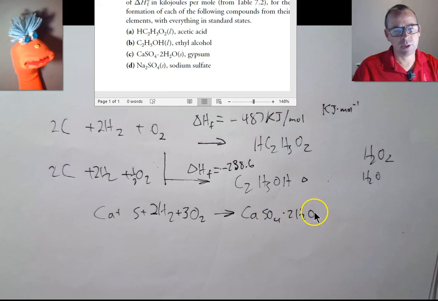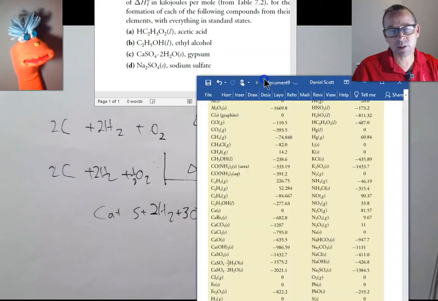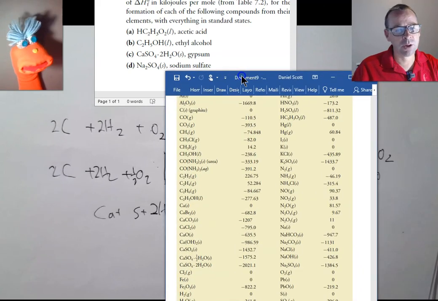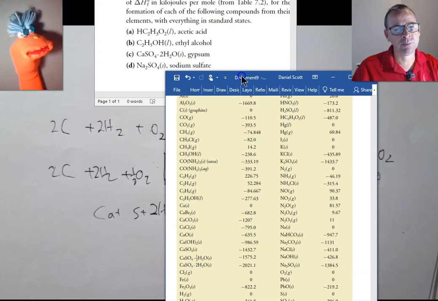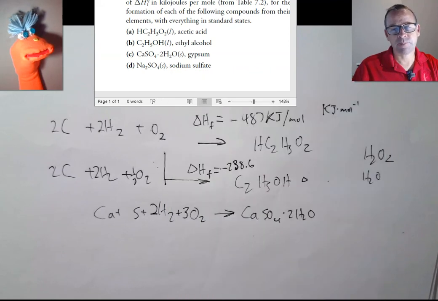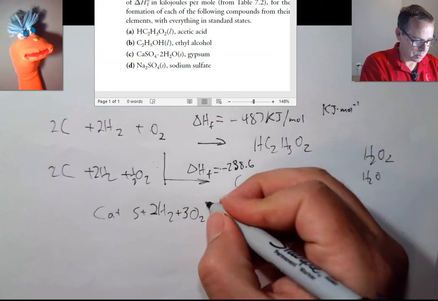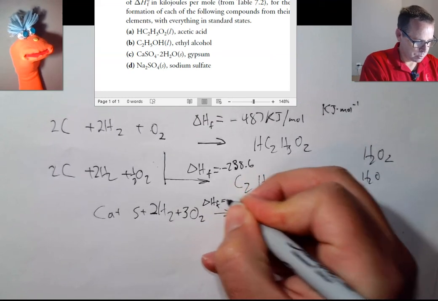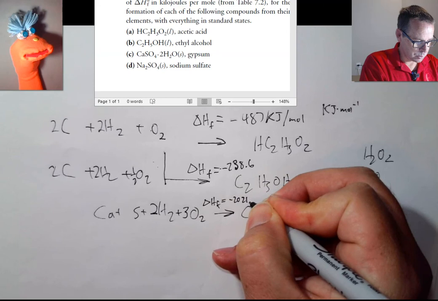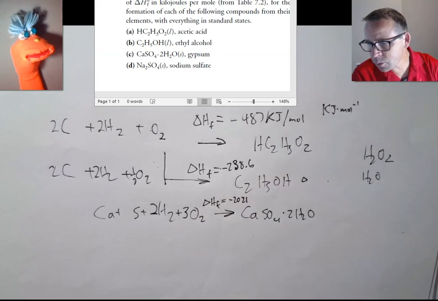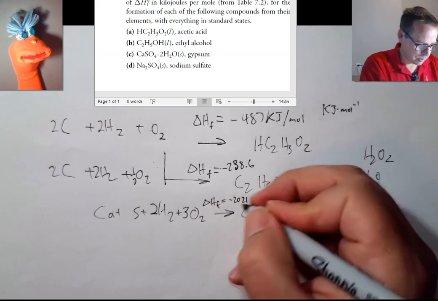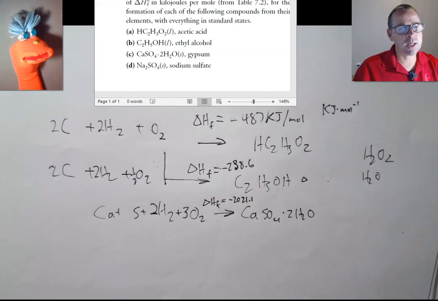4, 5, 6. All right, so let's bring in our table here. It's right there. Negative 2021.1. Very good. Negative 2021.1, is that what we said? Yeah. Okay.